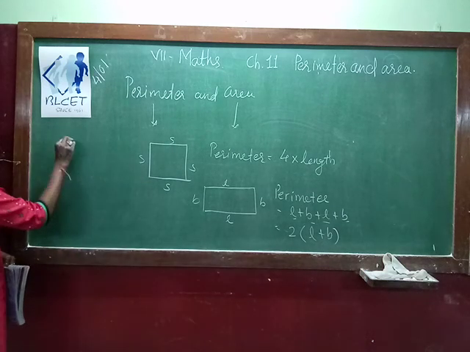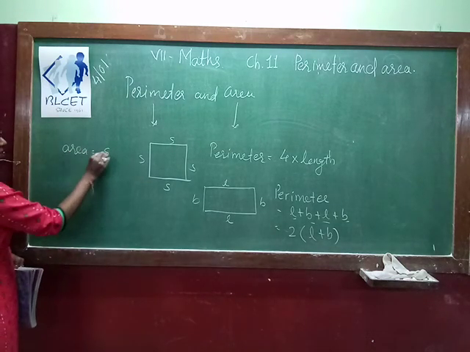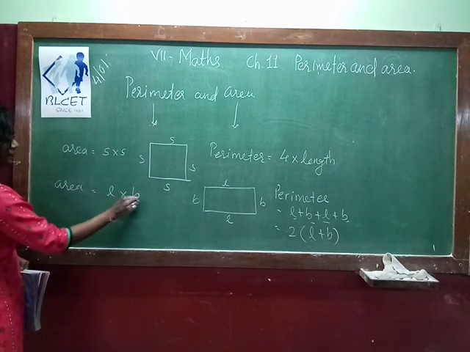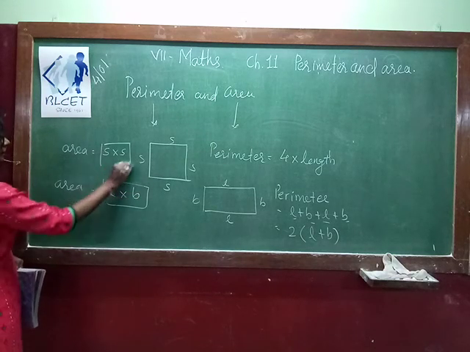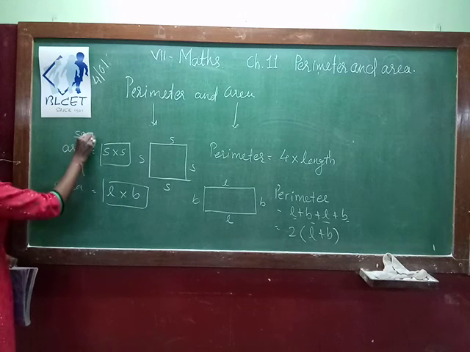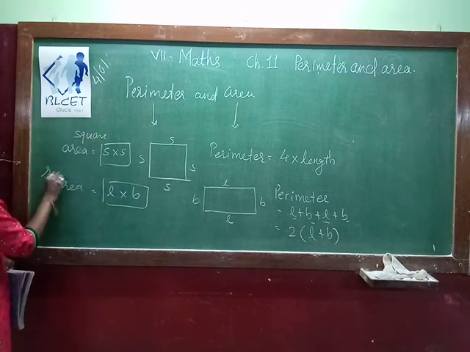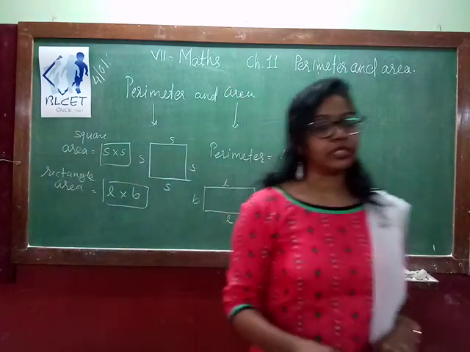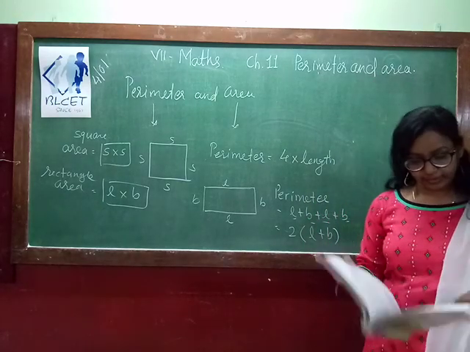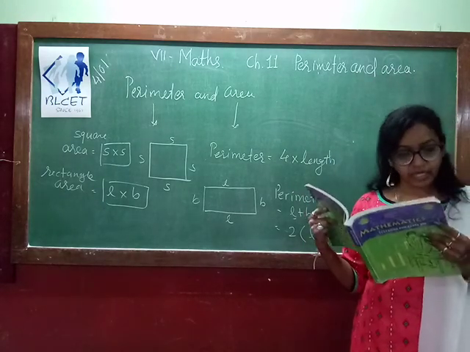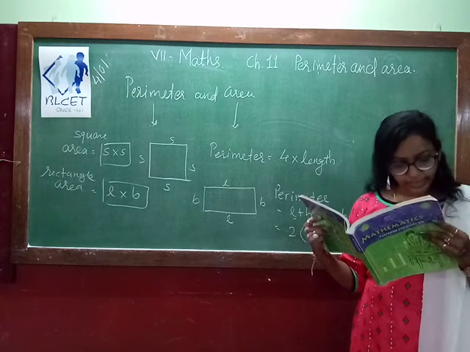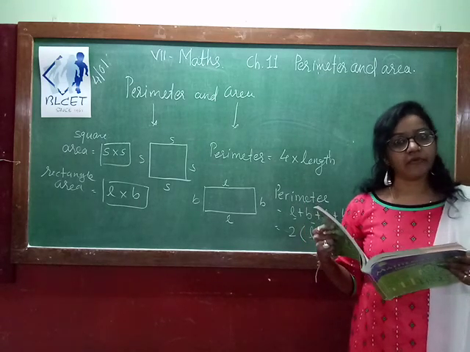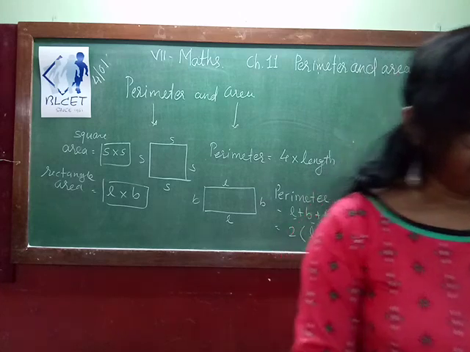And what is the area for a square? S into S. And what is the area for a rectangle? L into B. So these are two formulas that you have to remember for area and two for perimeter. We will work out on these formulas to solve the questions. See in your textbook, you have figures 11.1, 11.2 and 11.3 showing what it means and how it will affect the area and perimeter. Now we will see this with the help of a diagram.